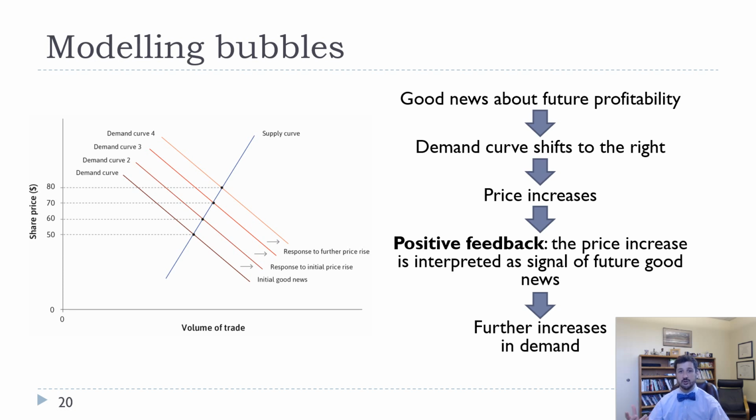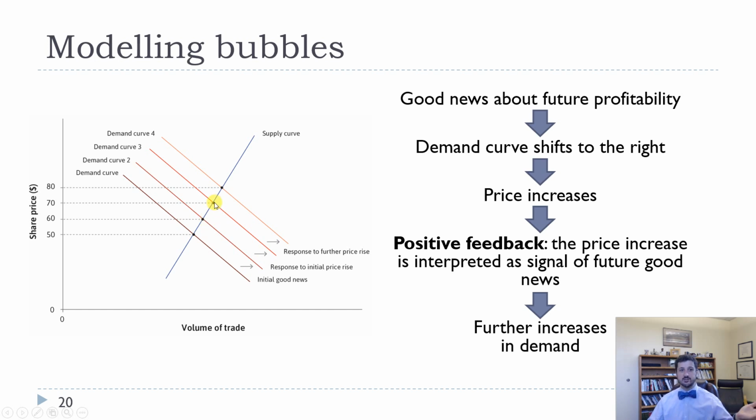So if we think about modeling bubbles, then we have to think about what happens when there is some piece of good news, right? And the best way we can think about it is just by saying that there's some shift in the demand curve. And so if there's good news about profitability, then people say, oh, I want to buy the shares of that firm. The demand curve shifts to the right, the price increases. So say we go from 50 to 60. And then if that is interpreted as encouraging even more good news, then the demand curve shifts to the right again, and the price goes up from, say, 60 to 70.